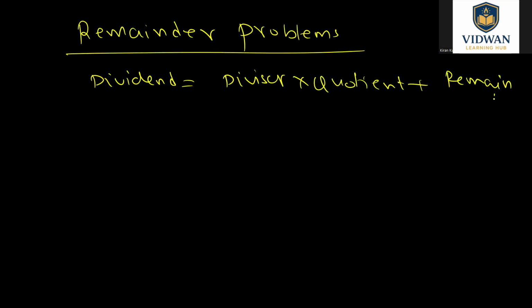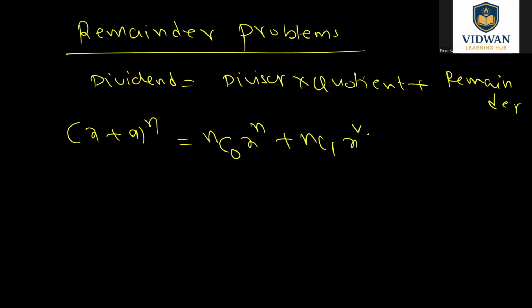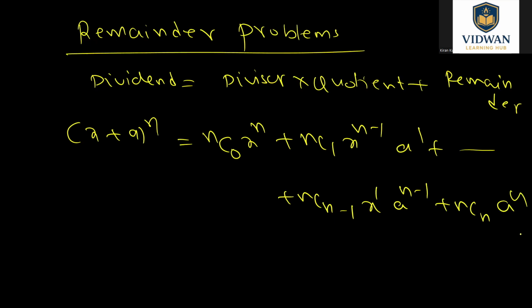Using this logic, whenever you are going to expand (x + a) power n, suppose you think this is the dividend, and let us assume the divisor is x. First I'll write the expansion. We know the expansion is nC0 x^n a^0, which is 1, nC1 x^(n-1) a^1, proceeding like this, nC(n-1) x^1 a^(n-1), and the last term will be nCn x^0 a^n. So you see that except the last term, all others are having x.